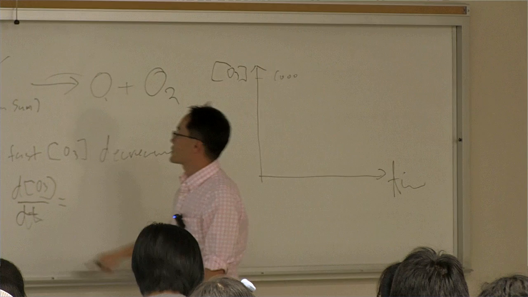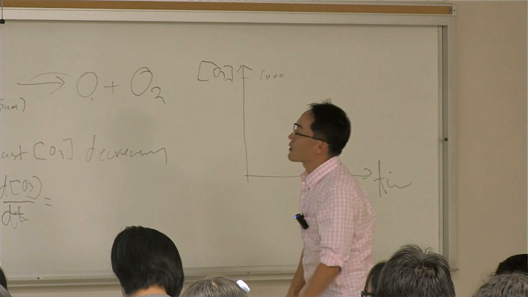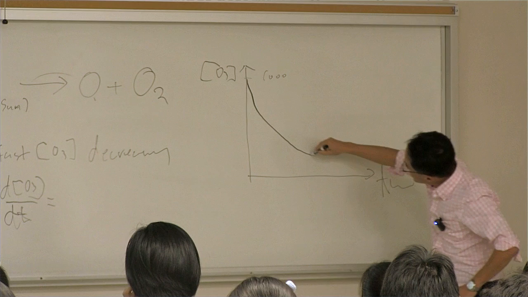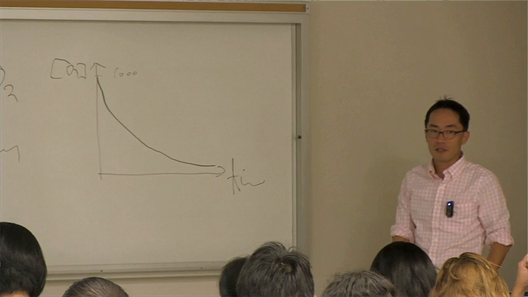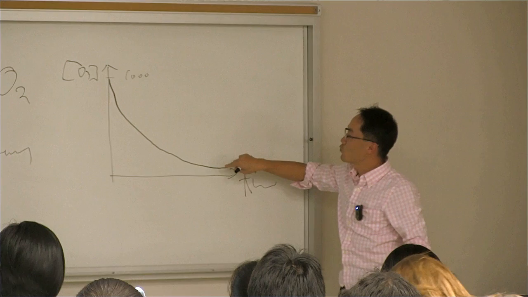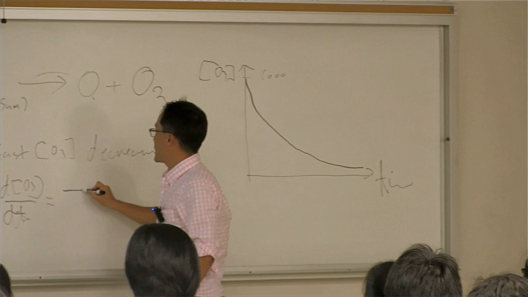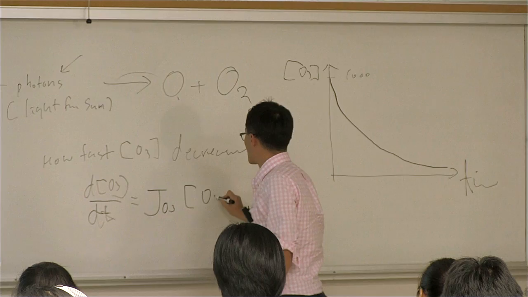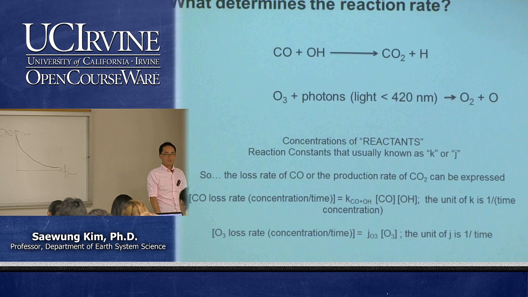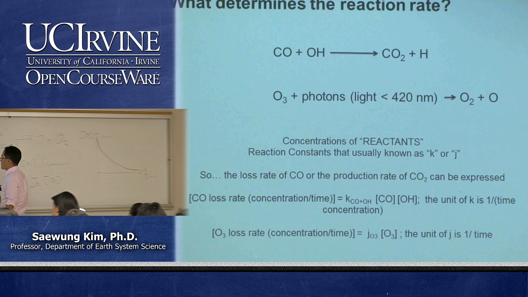So basically, you can mathematically express the ozone removal rate. It's going to be removed from the atmosphere as time goes by if there's light in the atmosphere, right? So it's going to go away. And then we mathematically express this decay of ozone concentration as J, we call it the photolysis rate, of ozone, times the ozone concentration. Okay, this is again a definition. So this is the photolysis reaction in the atmosphere.